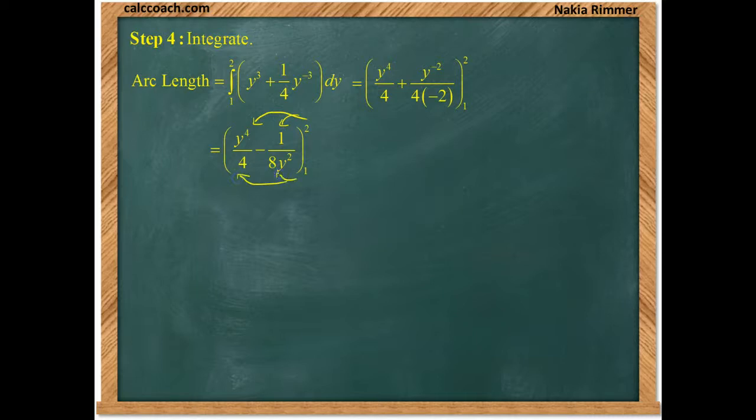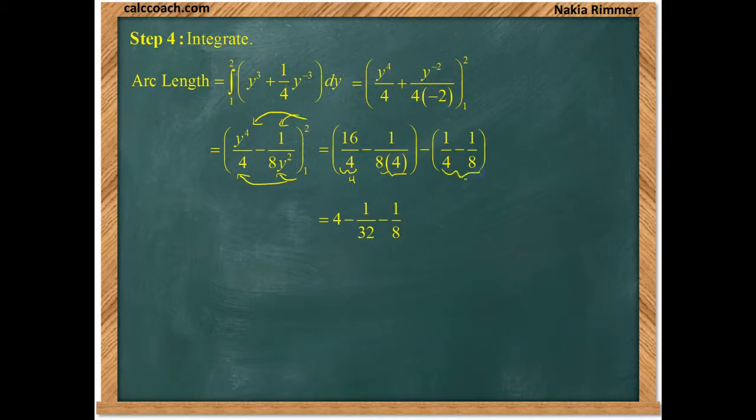Fundamental theorem of calculus says we subtract those, the second from the first, and we get our answer. Put the 2 in, we get 16 over 4, and minus 1 over 8 times 4. Put the 1 in, you just get a fourth minus an eighth. 16 over 4, more commonly known as 4, minus 1 over 32. These two together are an eighth, so we take away an eighth.